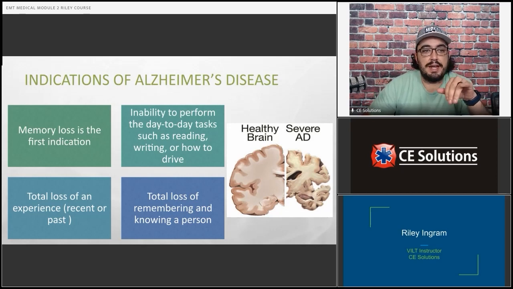Inability to perform day-to-day tasks such as reading, writing, or how to drive. Total loss of an experience, recent or past, and total loss in remembering and knowing a person.